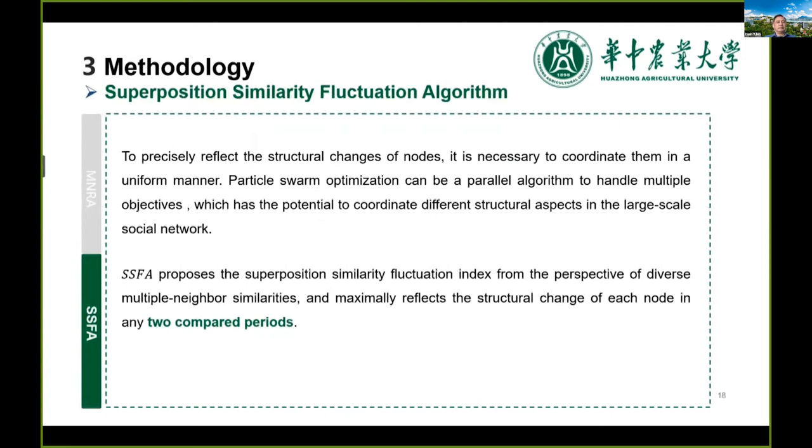After introducing the multiple label range algorithm, we proceed to introduce the superposition similarity fluctuation algorithm to precisely reflect the structure change of nodes. We use particle swarm optimization to deal with multiple labels. The superposition similarity fluctuation index is proposed from the perspective of different multiple label similarities, which can quantify the structural change of each node in two compared periods.